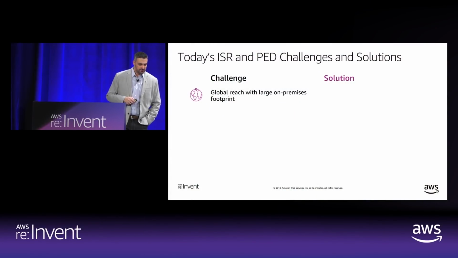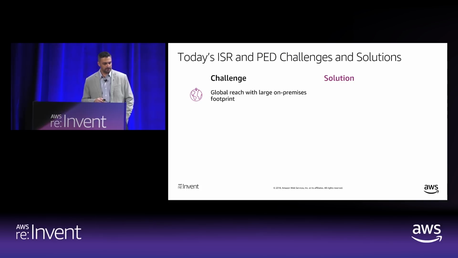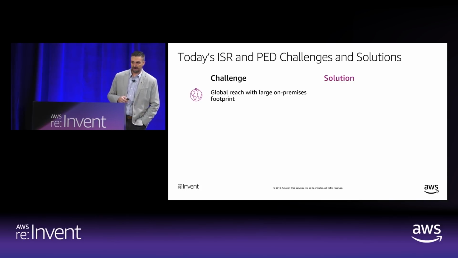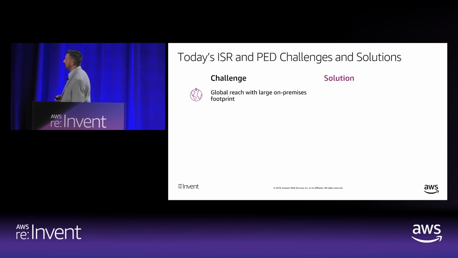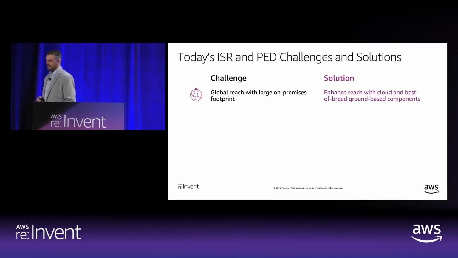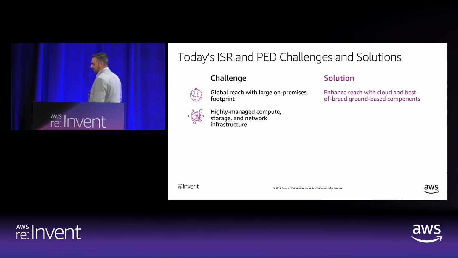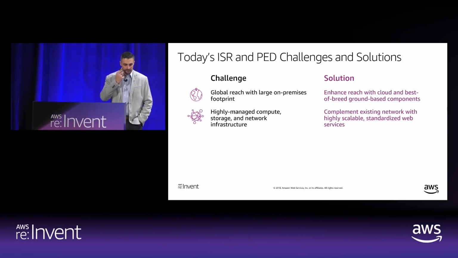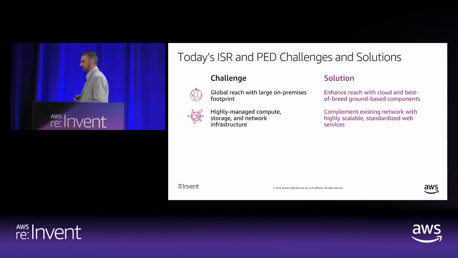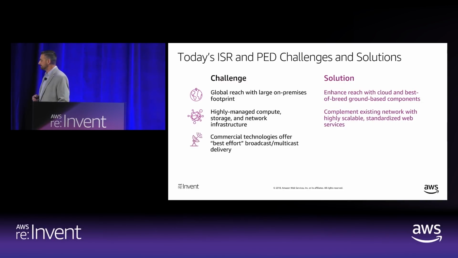So, some challenges and solutions. Well, we know that we have to deal with a global reach with a lot of on-premises equipment today. And so what we'd like to do is augment that with some cloud-based technology. So you've got things like storage and compute, now video services. Highly managed compute, storage, and network infrastructure is very intensive. If you can imagine data centers being placed all over the place, there's a lot of time that goes into managing that. So we can complement that with managed services that really take the administration time down.